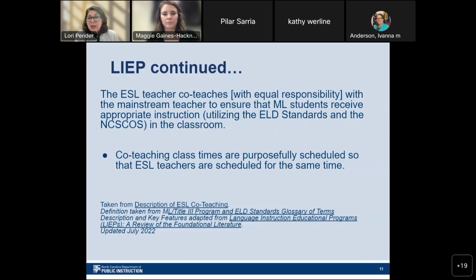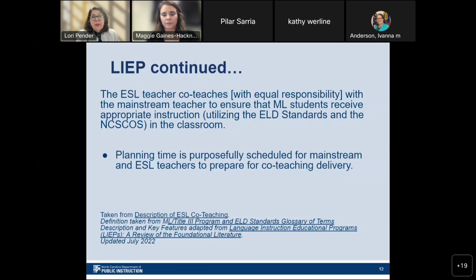The next bullet: co-teaching class times are purposefully scheduled so that ESL teachers are scheduled for the same time. And you might interpret this in different ways. I did, the way the sentence reads, but just a purposeful schedule, knowing that these co-teaching times should be at the same time, hopefully every day, so there's consistency. But also it could be that there are multiple ESL teachers in a building and they also plan their co-teaching times at similar times. So then they also have other times to co-plan as ESL teachers and work on any other types of collaborative pieces that the ESL teachers need to do or meet with others.